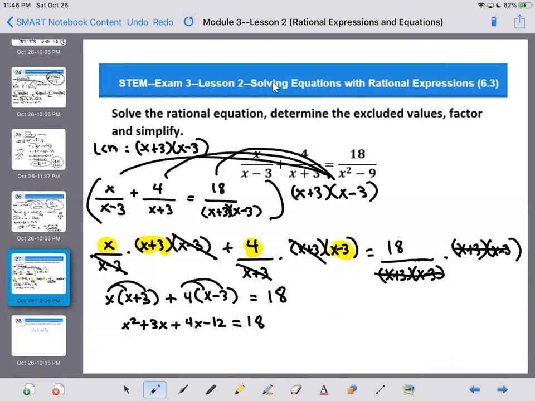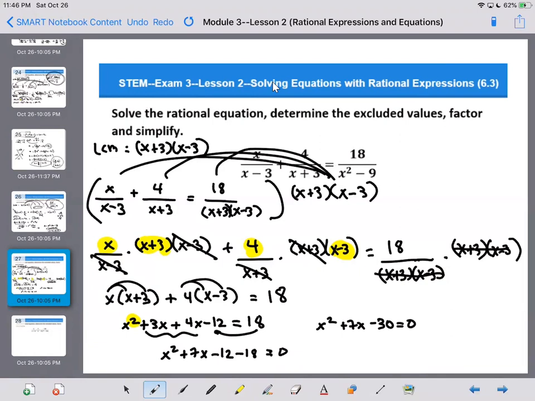So I do recognize that I have only one x squared term. That's an indicator that I'm going to have two answers here. So I'm going to simplify there. So that's going to give me x squared plus 7x minus 12. I'm going to subtract the 18 over from here, move it over here. So that's going to give me x squared plus 7x minus 30 is equal to 0.